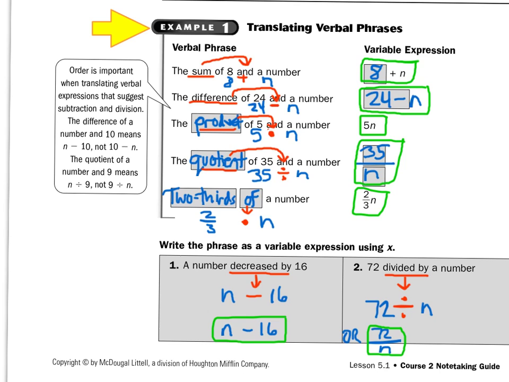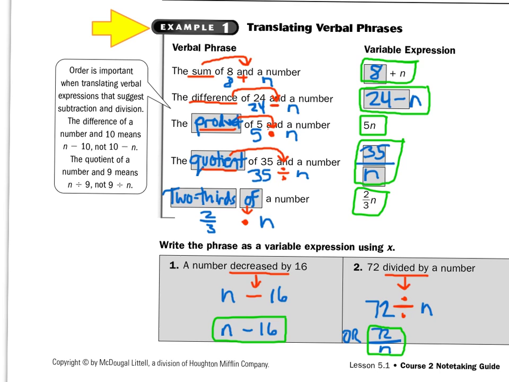Now, the next one, they gave us 5 and then right next to it n. That means 5 times n. Well, the word that means multiply is product. So this is the product of 5 and a number. So again, put the word product and then draw your red rainbow and let it come here. This is where the multiplication sign goes, right under the word and. And then drop the 5 down, drop the n down. Now you know in algebra, 5 times n, I could just squeeze them together to be 5n.